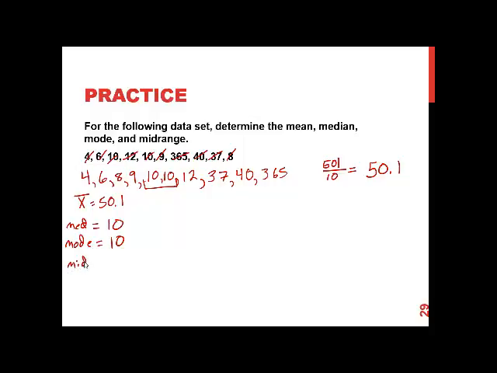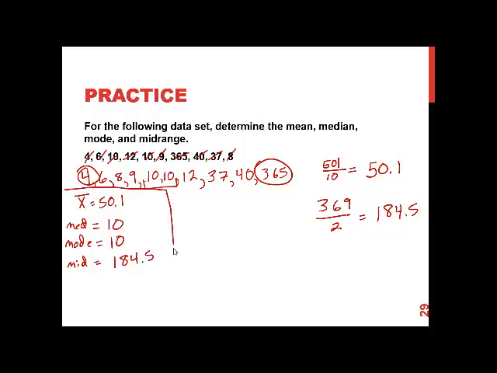Mid-range. We will add 365 to 4, giving us 369. Divide that by 2, and we get 184.5. Notice that in these averages, there are lots of differences. Let's move on to the next one.